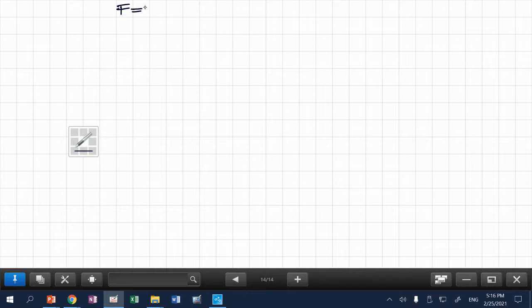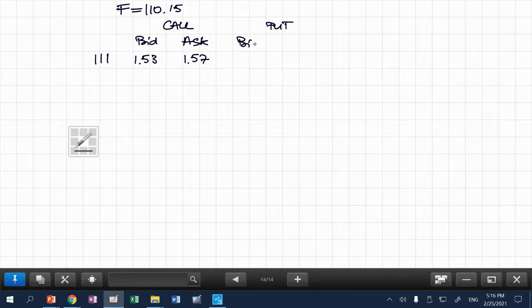Consider this example. Imagine you have the future at 110.15, and imagine that when you consider options with a strike of 111, you have the following bid and ask prices. The call is quoting 1.53 bid, 1.57 ask. The put option is quoting 2.41 bid, and in terms of ask, it's quoting 2.45.